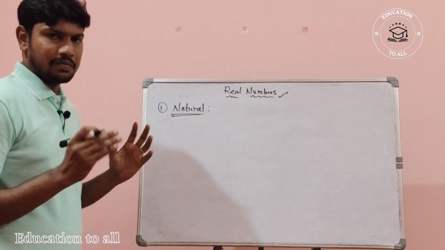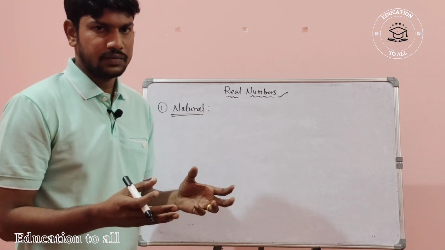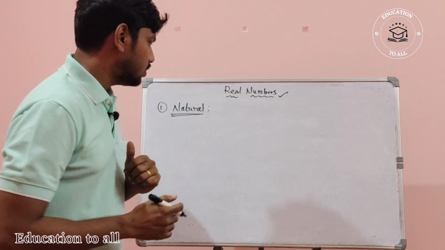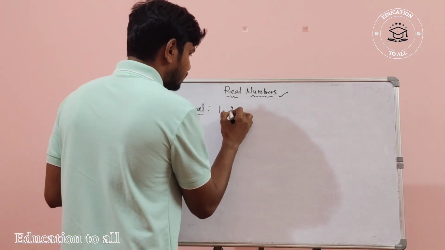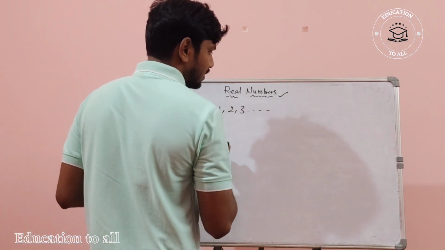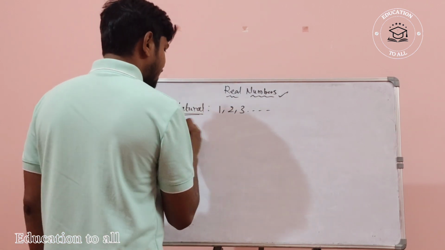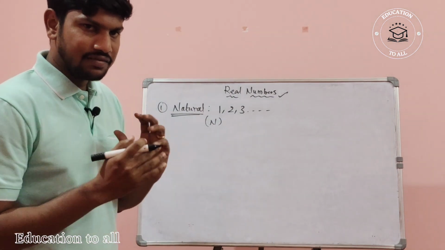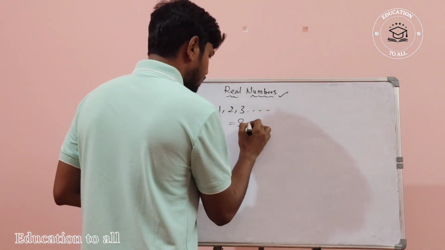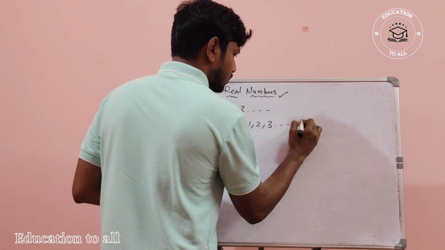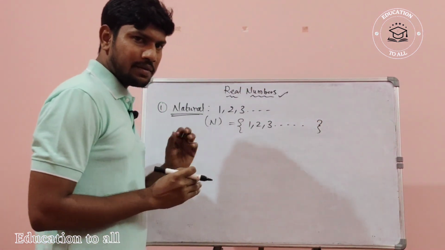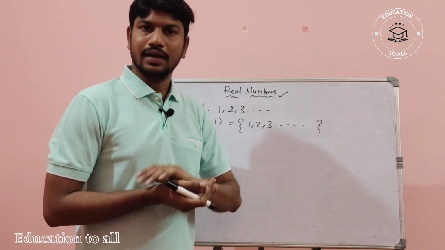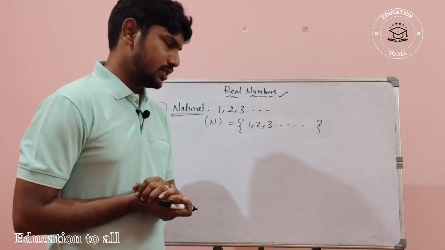Natural numbers are the numbers which are used to count. So we can count numbers like 1, 2, 3 and so on. The numbers which start with 1, 2, 3 and so on, we call natural numbers, and we indicate them with the capital N. The set of natural numbers we write as 1, 2, 3 and so on. The minimum, the least number, is 1, and it continues endlessly. So the greatest number we cannot find in natural numbers.